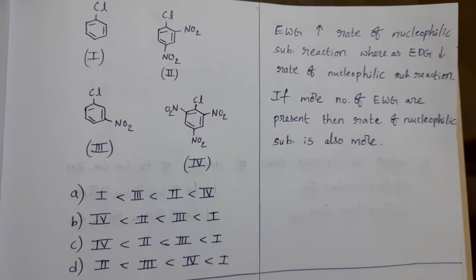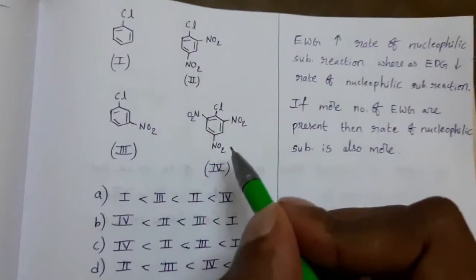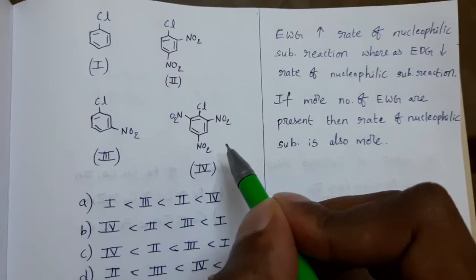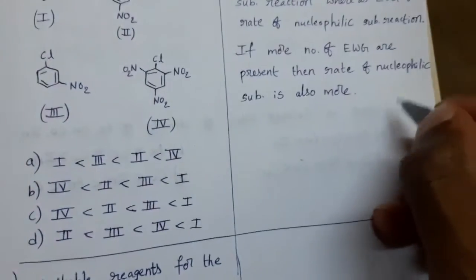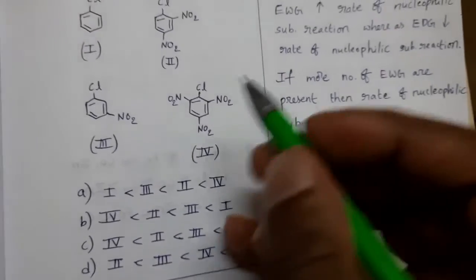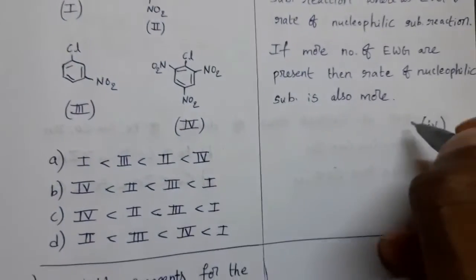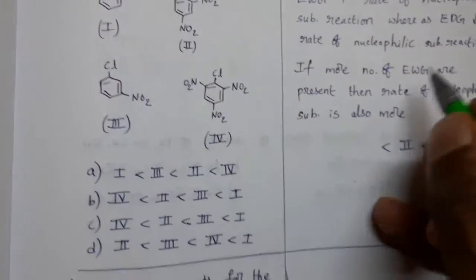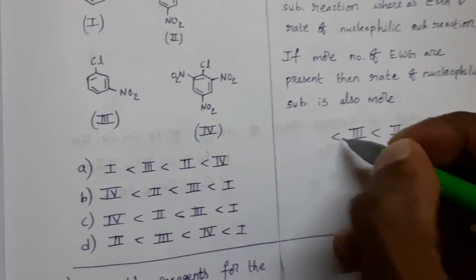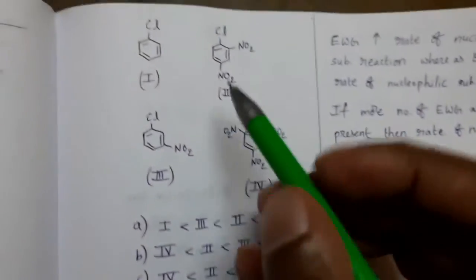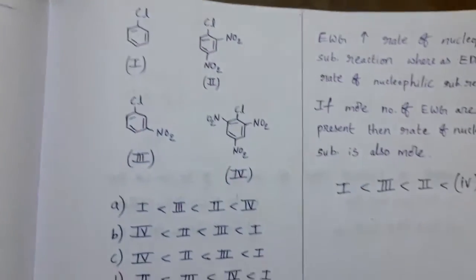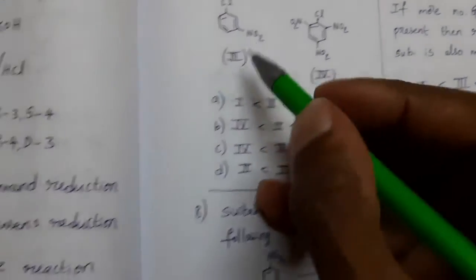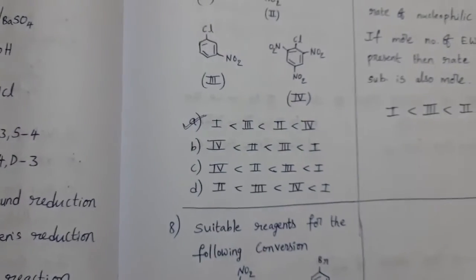Now in the given compounds, structure 4 has 3 electron withdrawing groups, so its reactivity is more towards nucleophilic substitution reaction. Next one has 2 groups, so second one. Next it has 1 group, third one. So the least one is the first one, because in this there is no electron withdrawing group. Then the order is 1 less than 3 less than 2 less than 4. What is the suitable option? Option A is the answer.